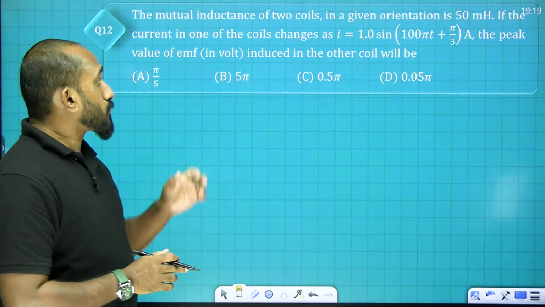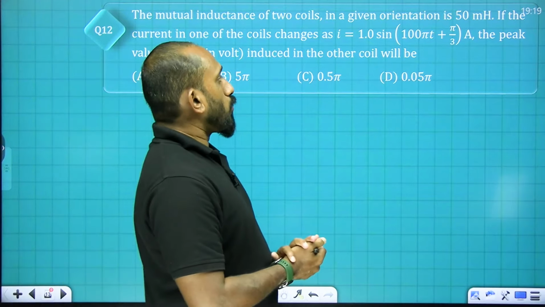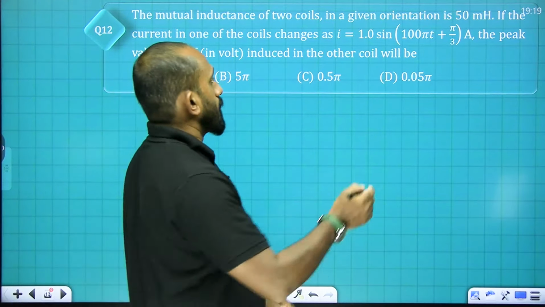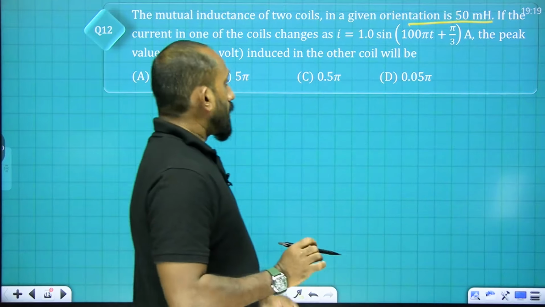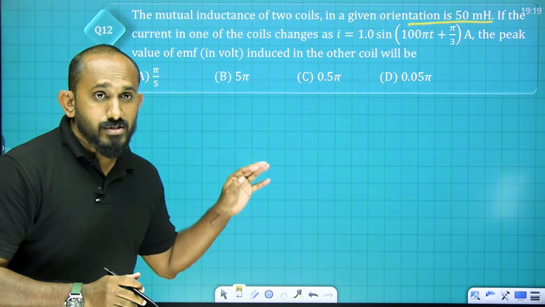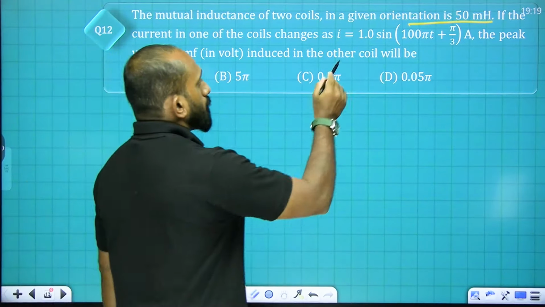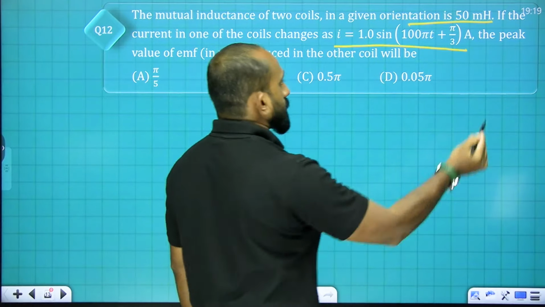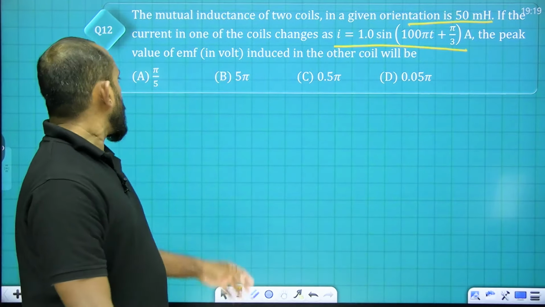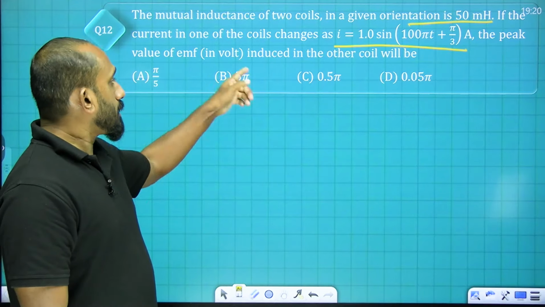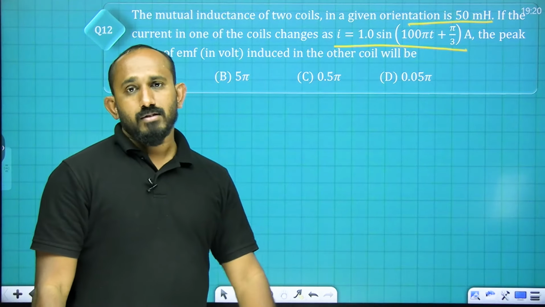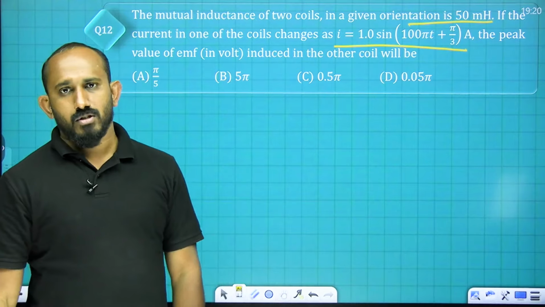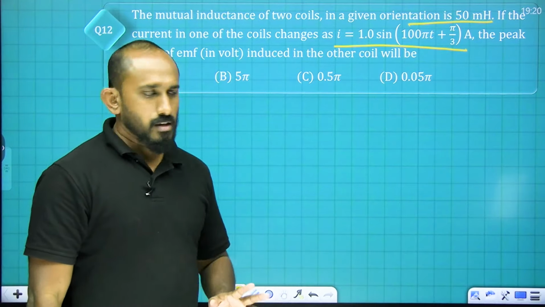The mutual inductance of two coils in a given orientation is 50 millihenry. If the current in one of the coils changes as I is equal to 1.0 into sine of (100 pi t plus pi by 3) ampere, the peak value of EMF induced in the other coil will be. So the peak value of EMF you have to find out in the other coil. That's the question.